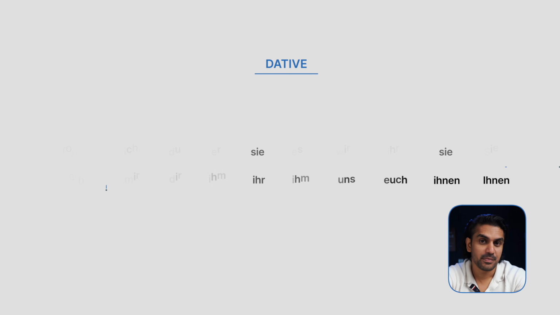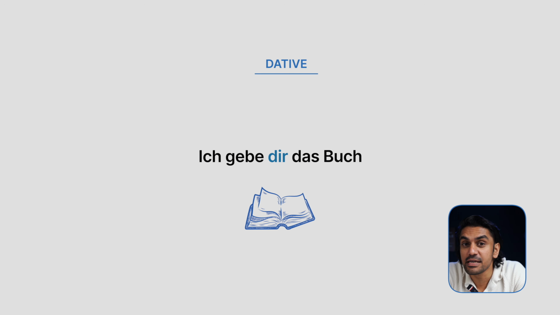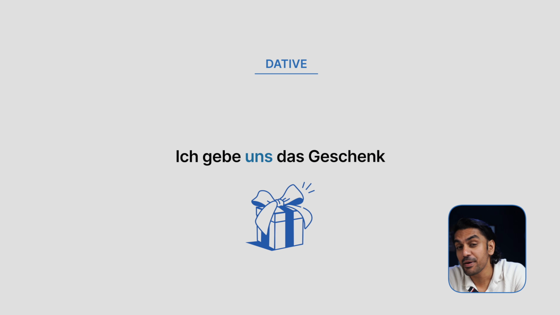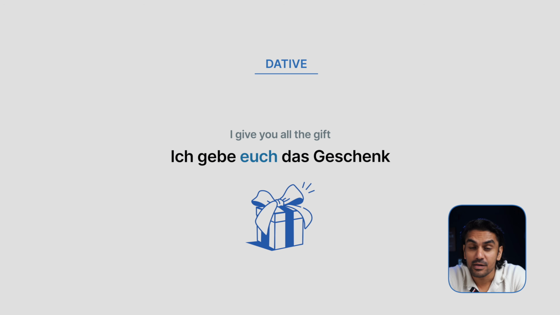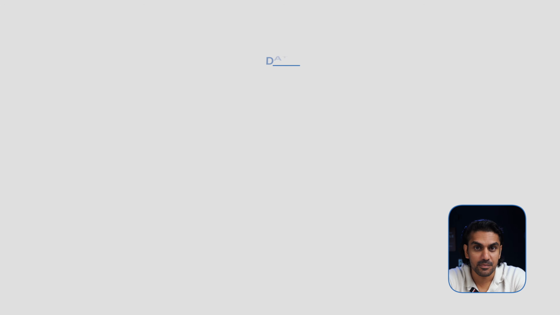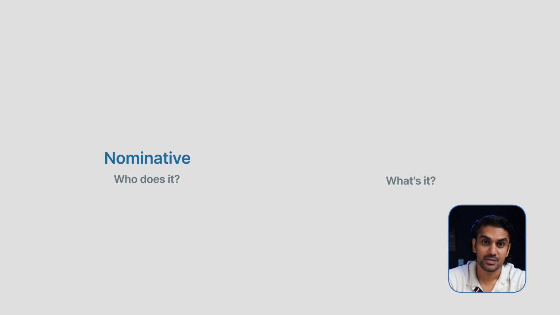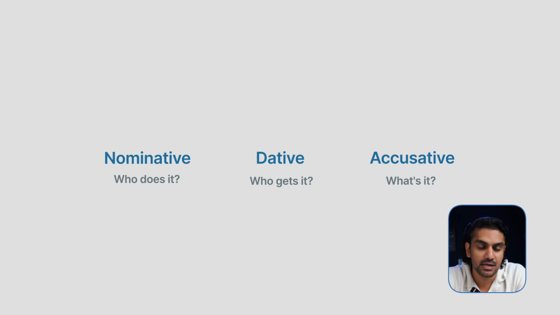Now let's look at some examples. Ich gebe dir das Buch. I give you the book. Ich gebe uns das Geschenk. Ich gebe euch das Geschenk. I give you all the gift. So, to sum it up, who does it? That's nominative. What is it? That's accusative. And who gets it? That's dative.